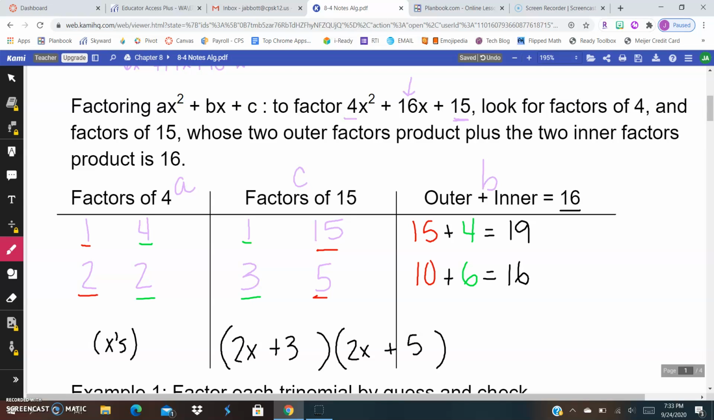Okay, so we have to write them in order. If we had different numbers than 2 and 2, we would have to put the first number in the first set of parentheses and the second number in the second set of parentheses. Same thing with the 3 and 5. 3 is first, so it has to go in the first set. 5 is second, so it goes in the second set of parentheses. So we have to make sure we keep that order right.